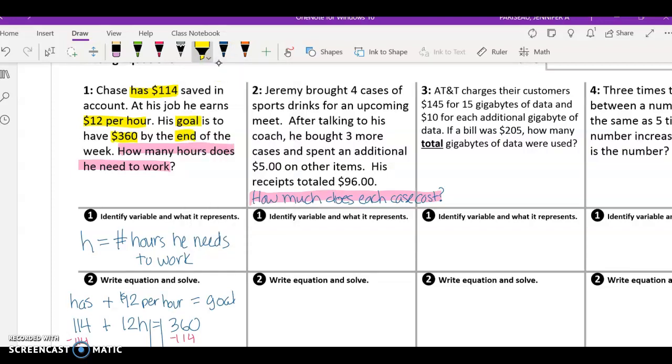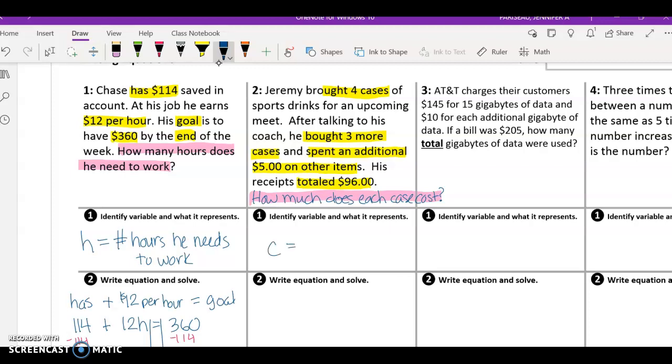So Jeremy brought 4 cases of sports drinks. So he currently has 4 cases to an upcoming meet. After talking to his coach, he bought 3 more cases and spent an additional $5 on other items. His total was $96, okay? All right, well, again, how much does each case cost? That's what we're trying to find out.